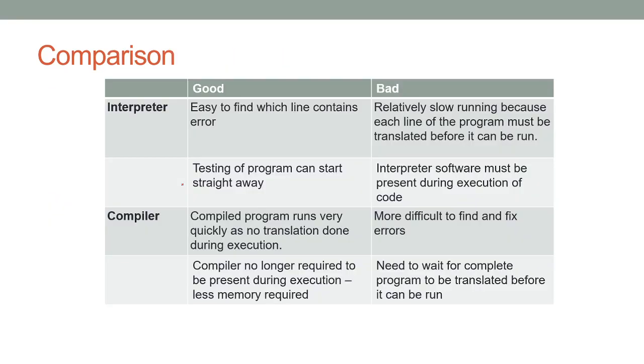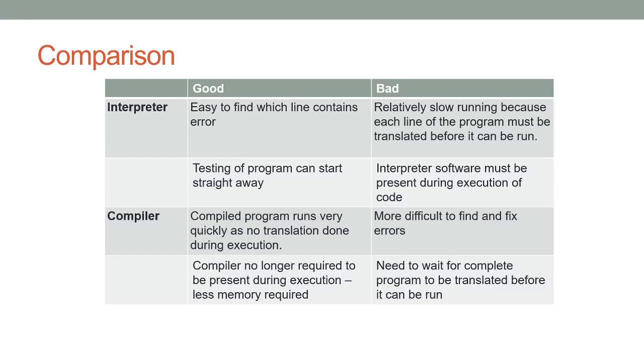So the differences are, an interpreter is easy for finding errors, and it's very good for testing as a result, and you can just jump right into it. However, it's quite slow, because it's going a line at a time, and you need to have this bit here: interpreter software must be present during execution of code. That just means you need to have Python open.